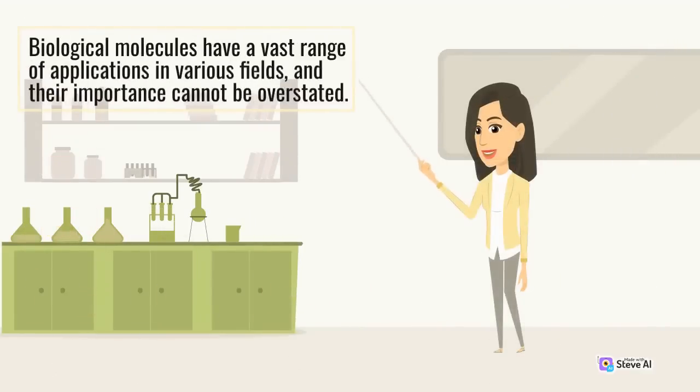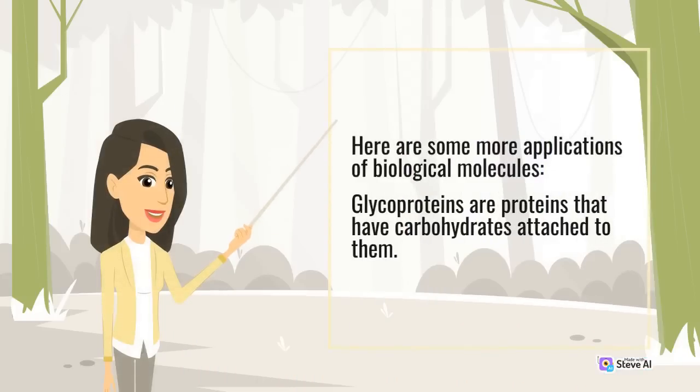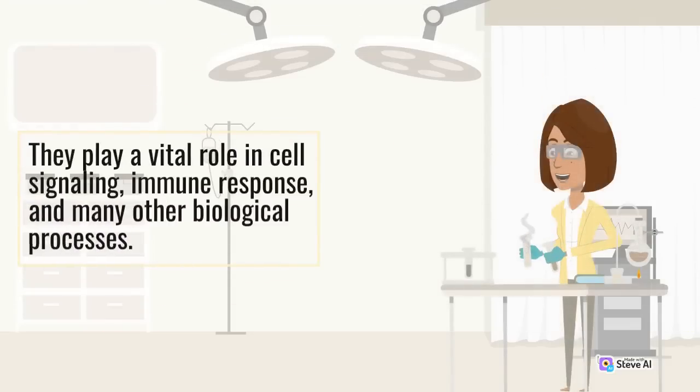Biological molecules have a vast range of applications in various fields, and their importance cannot be overstated. Here are some more applications of biological molecules. Glycoproteins are proteins that have carbohydrates attached to them. They play a vital role in cell signaling, immune response, and many other biological processes.